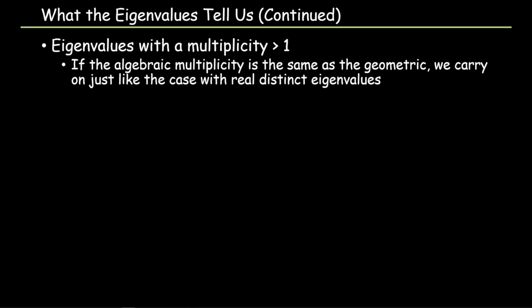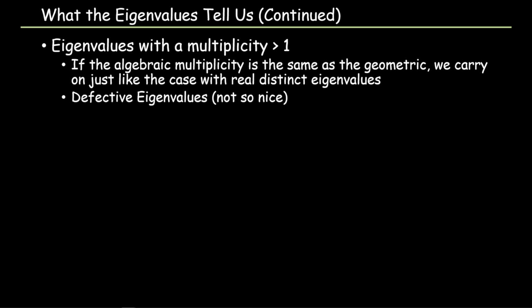Now the third and, quote unquote, final case will be the eigenvalues with a multiplicity greater than 1. We discussed multiplicity in linear algebra, and we also talked about geometric and algebraic multiplicity, and the fact that the algebraic multiplicity is always greater than or equal to the geometric multiplicity. This has two subcases. The first is if the algebraic multiplicity is the same as the geometric. If they're both the same, then we just carry on like the case for the real distinct eigenvalues. It's nothing out of the ordinary. So that's the good part.